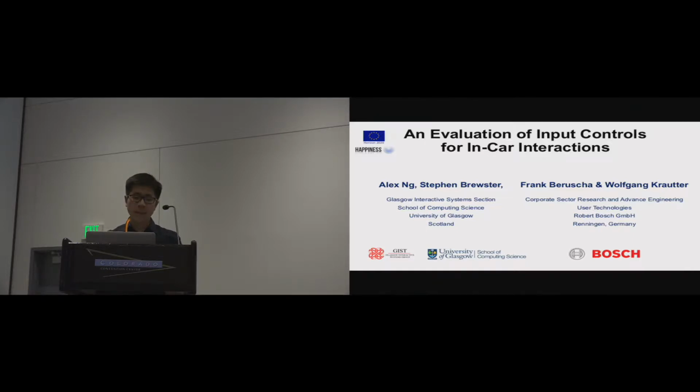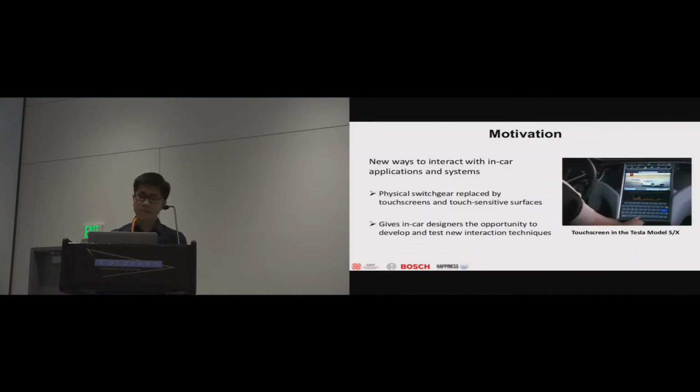So the work I'm presenting today was done with our project partners at Bosch, which looks at different input controls for in-car touchscreens. One of the main motivations for the study is that touchscreens are getting very popular with cars, replacing physical buttons and dials and switch gears. The most extreme example we see is at Tesla, replacing almost all the buttons on their center console with a touchscreen. So this gives designers opportunity to design new interaction techniques.